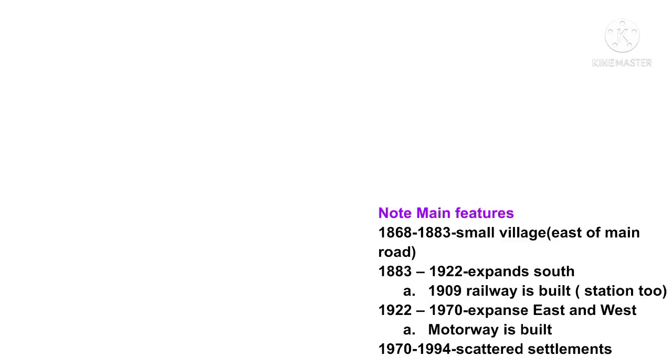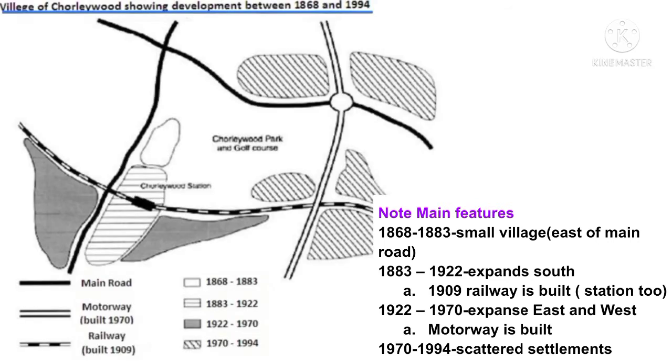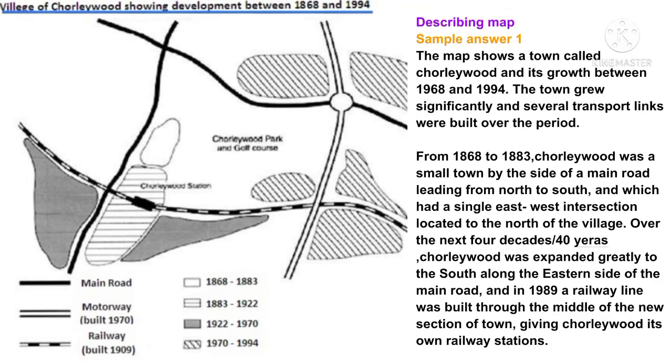Note: main features. 1868-1883 small village, east of Main Road. 1883-1922 expands south, 1909 railway is built, station. 1922-1970 expands east and west, motorway is built. 1970-1994 scattered settlements. Describing map sample answer 1.